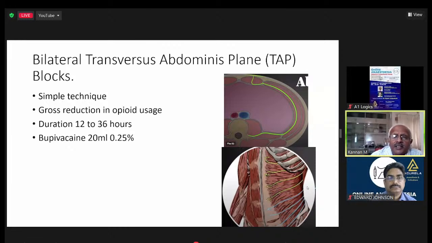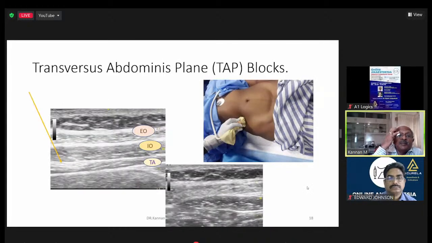The technique was previously done as a plain technique, the double pop technique. With the advent of all the ultrasound available nowadays, it is the easiest technique. Here you can very well see the fat, the external oblique, internal oblique, and transversalis, and this is the target area. And once you give the drug, you can see the beautifully enlarged space where the drug is deposited. This is a very simple technique.